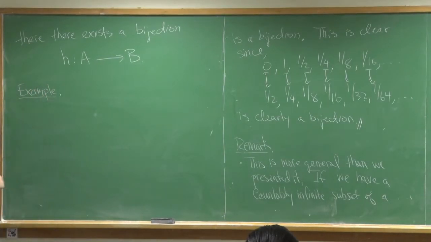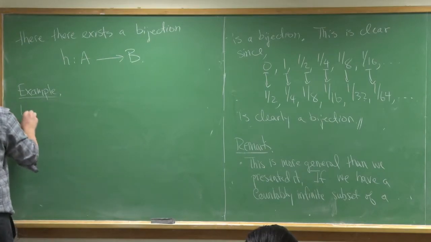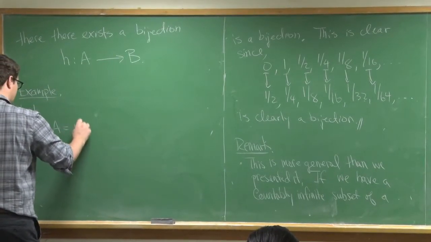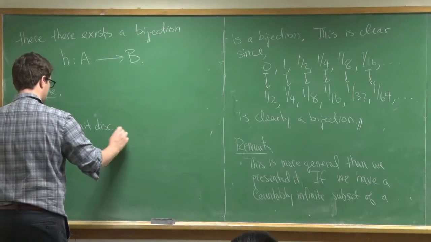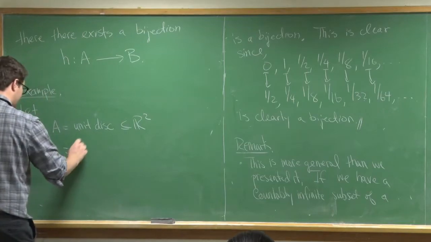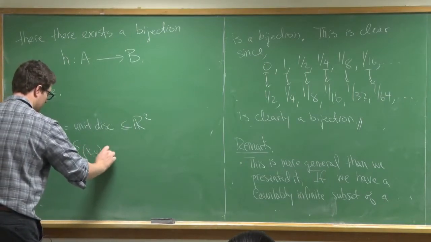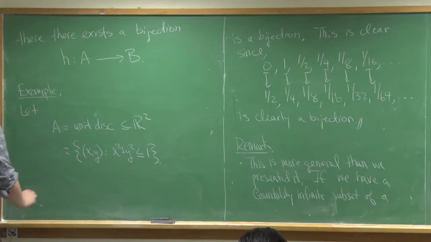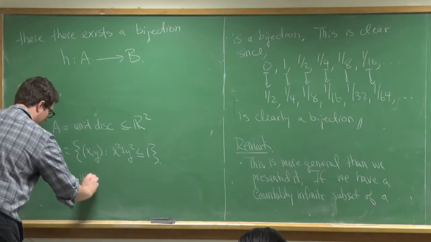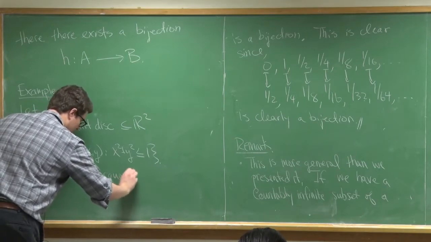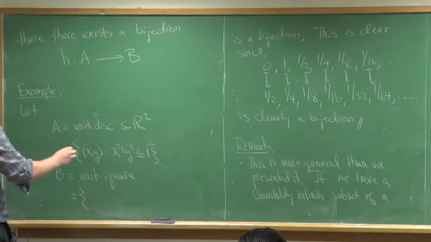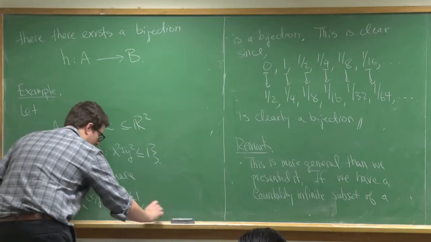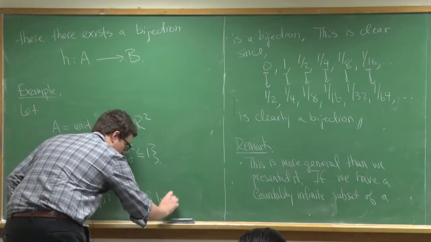Okay, and so I'm going to try and do an example where this is not obvious. Okay, so we're going to let A be the unit disk. So A is equal to the unit disk in R2. And so it's equal to the set of (x, y) where x squared plus y squared is less than or equal to 1. Okay? And then we'll let B be the unit square. Okay? And this is also a subset of R2. It's the set of (x, y) where the absolute value of x is less than or equal to 1, and the absolute value of y is less than or equal to 1.